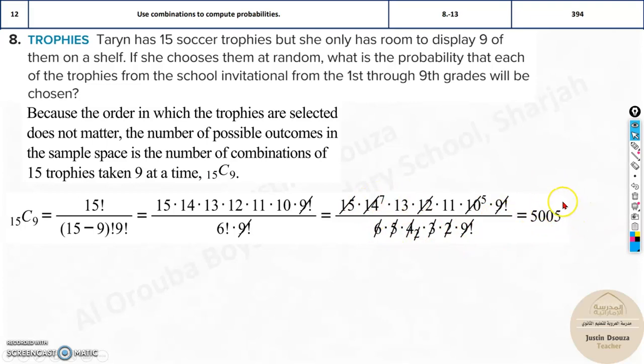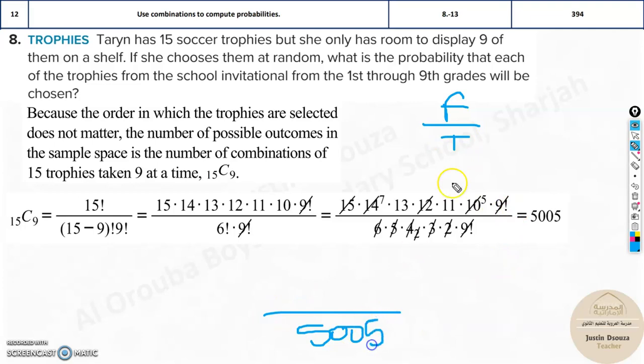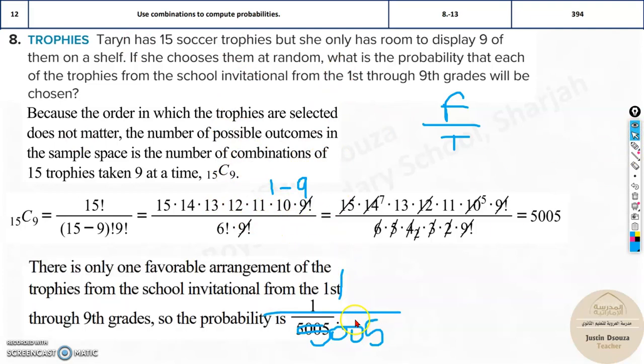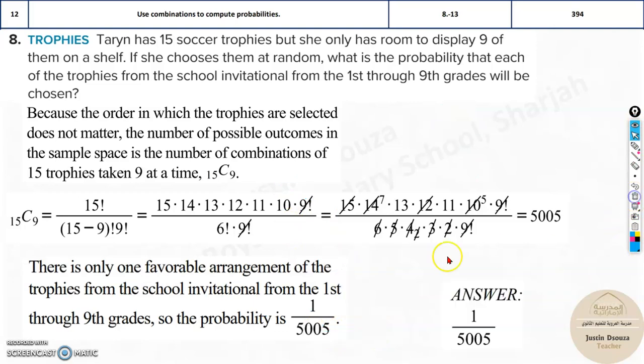Now this 5005 is not the answer. This is the total possibilities. We know probability is always favorable outcomes divided by total possibilities. So 5005 is in the denominator. What are the favorable outcomes? Favorable outcome is 1 to 9, so 1 to 9 must be selected. It's only one possibility. So your probability is 1 by 5005. That is the answer.